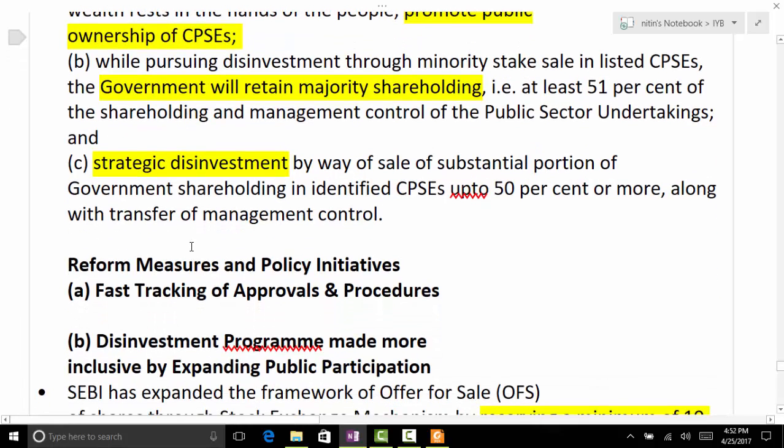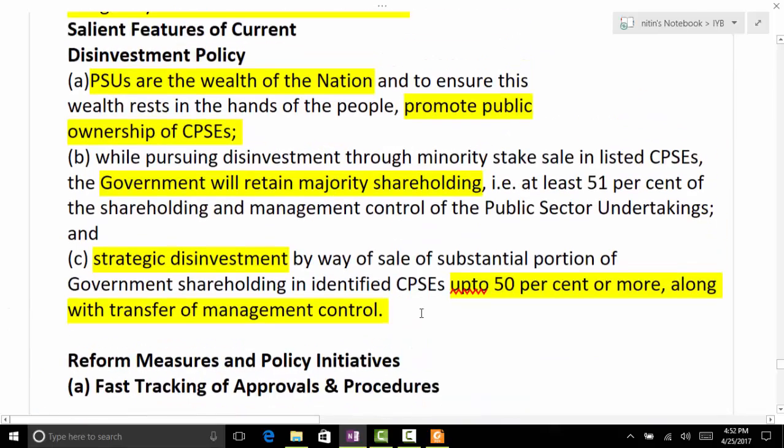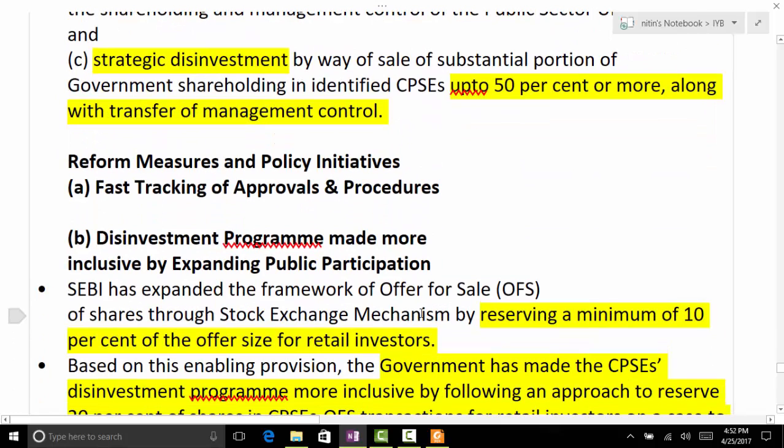Strategic disinvestment could be there by a sale of a substantial portion of government shareholdings in identified CPSEs up to 50% or more. So here strategic disinvestment is a component, along with transfer of management control as well. Here I think the government can reduce its share even to 24%. Strategic disinvestment.